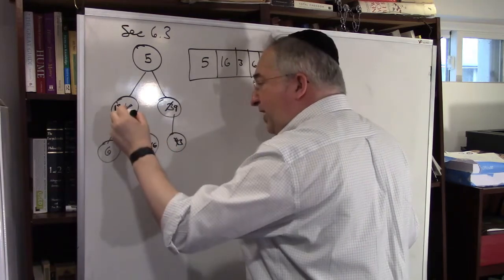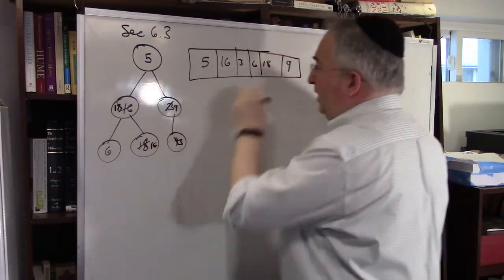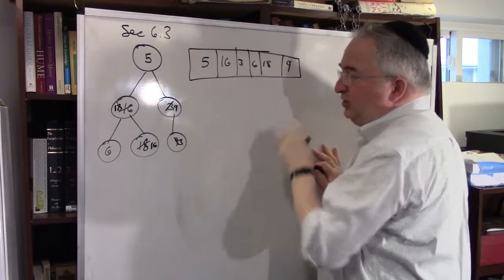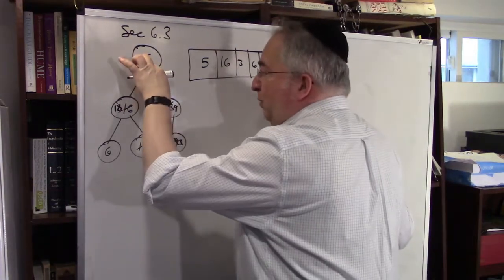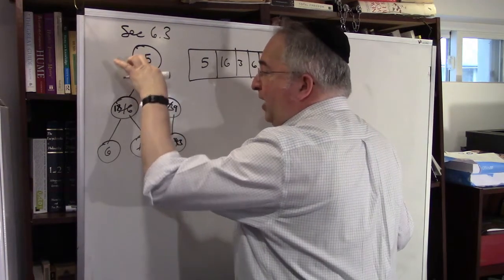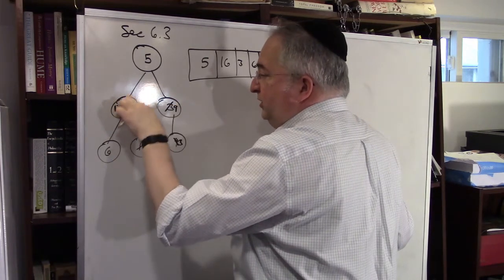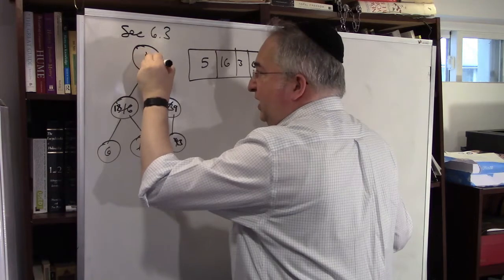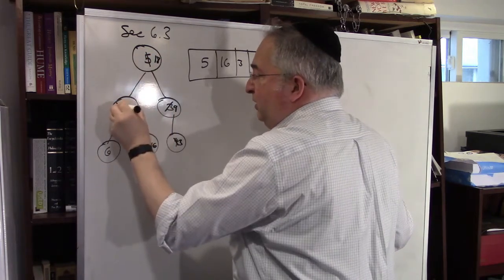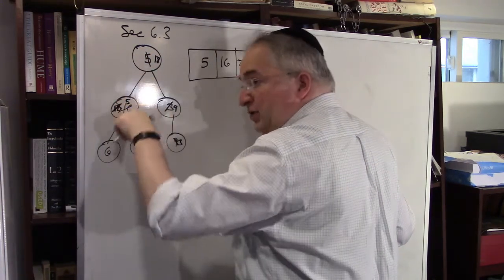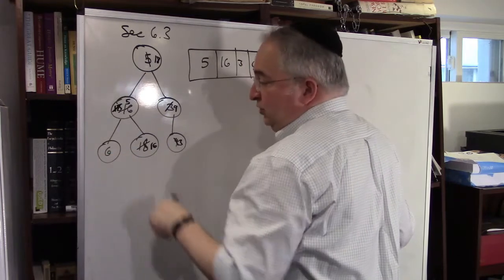Okay, now I go back one up. Here's the thing. This changes as we go along, and now I'm going to go up one more. Okay, 5 and 18, what's larger? 18. 18 and 19, what's larger? 18. So now this becomes 18. This becomes 5, and Heapify calls itself.